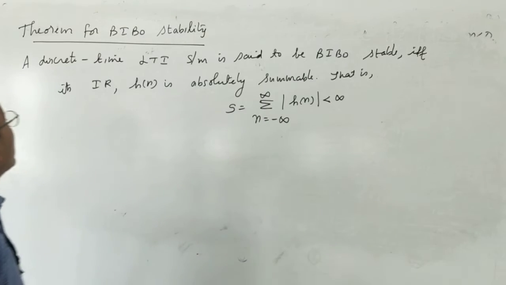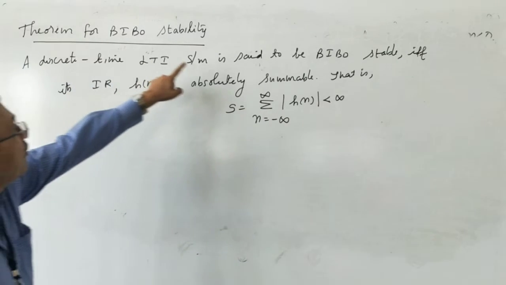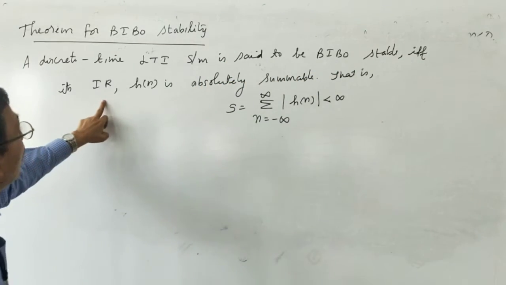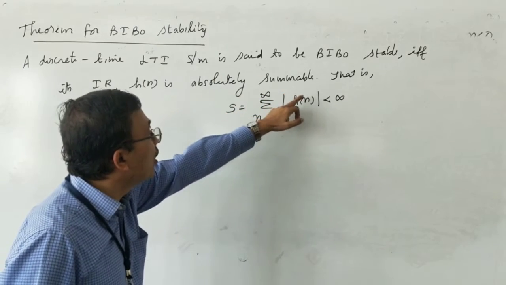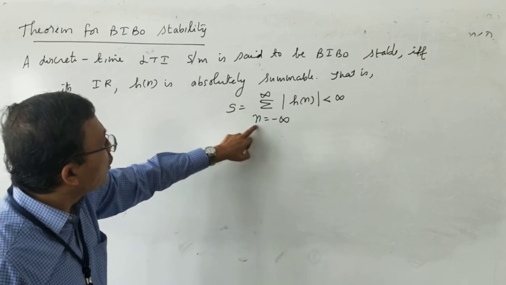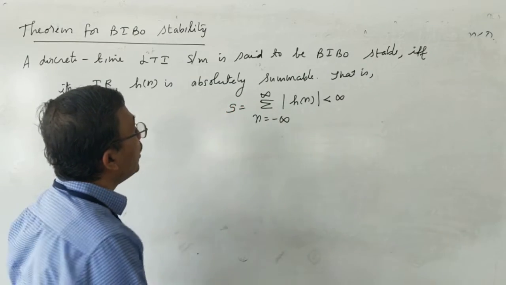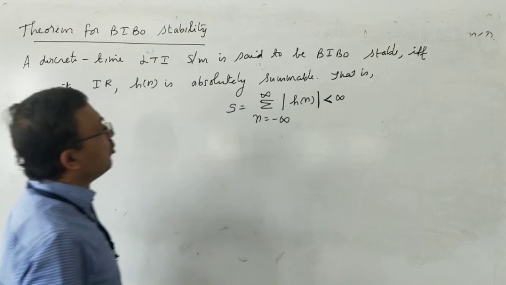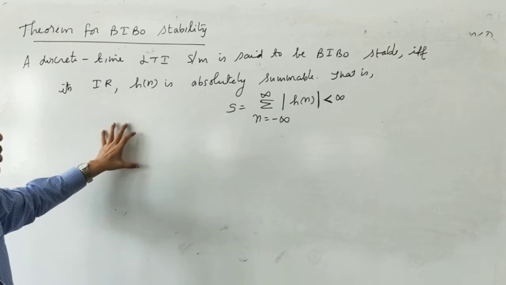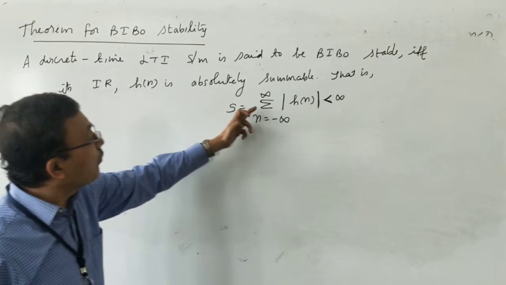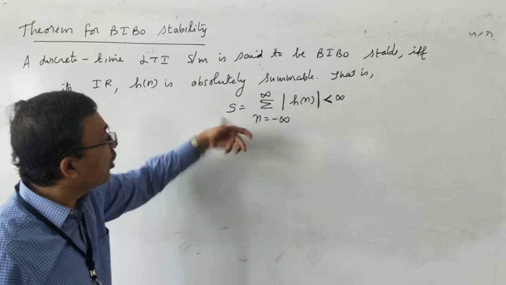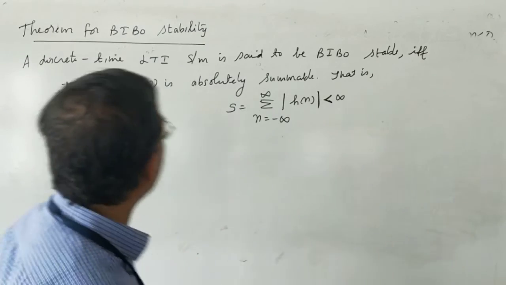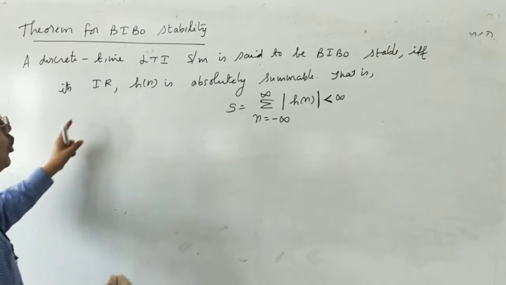What I said, a discrete time LTI system is said to be BIBO stable if and only if its impulse response h of n is absolutely summable. That is S equal to summation n running from minus infinity to plus infinity on modulus of h of n is less than infinity. Similar condition holds good for LTI systems which are continuous time in nature. Instead of summation, we have to put integration. Instead of n, we have to put t. That I will write in the remark section at a later stage. I am going to prove this now.